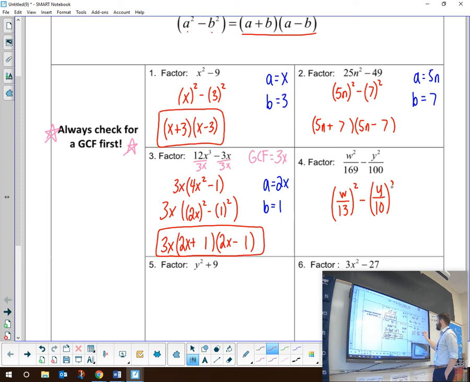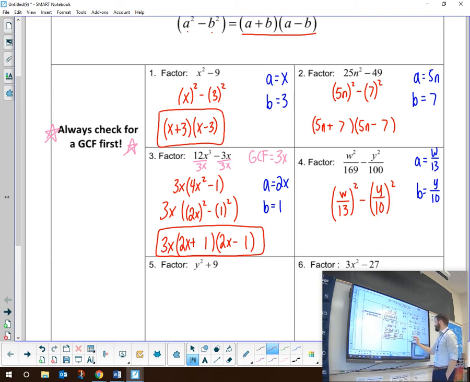Because 10 times 10 is 100. See how I split this up? 13 squared is 169. 10 squared is 100. So my A is w over 13, and my B is y over 10.